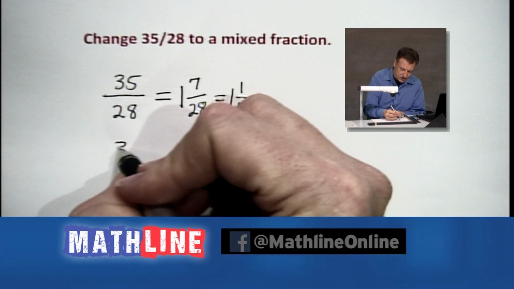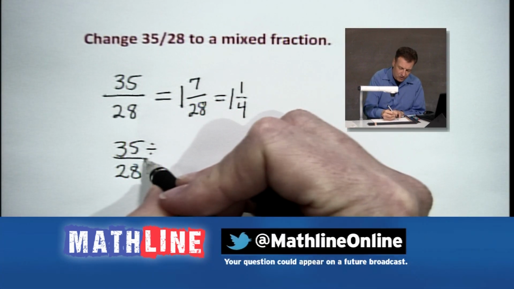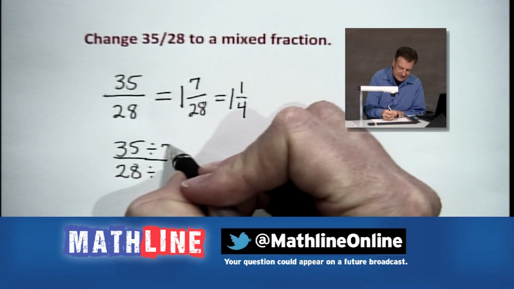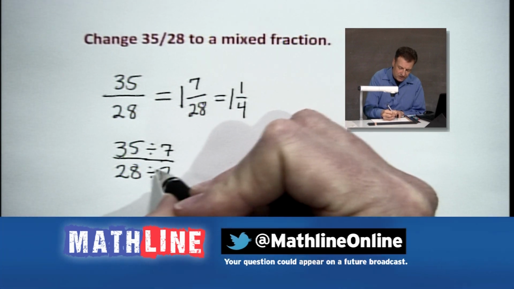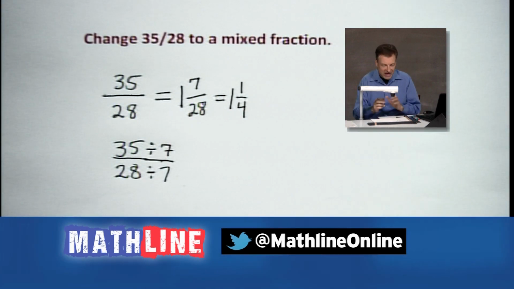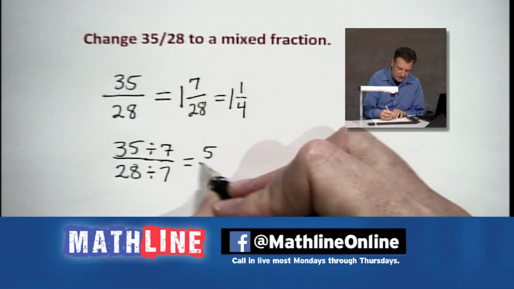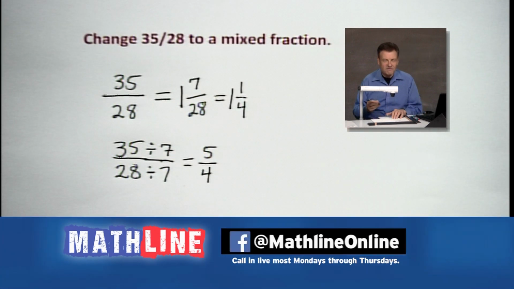But let's go back to 35 divided by 28. And let's divide both of these numbers by 7. That's the number that is common as a GCF, or a greatest common factor, that will divide into both those evenly. And again, that leaves us with 5 divided by 4, 5/4.